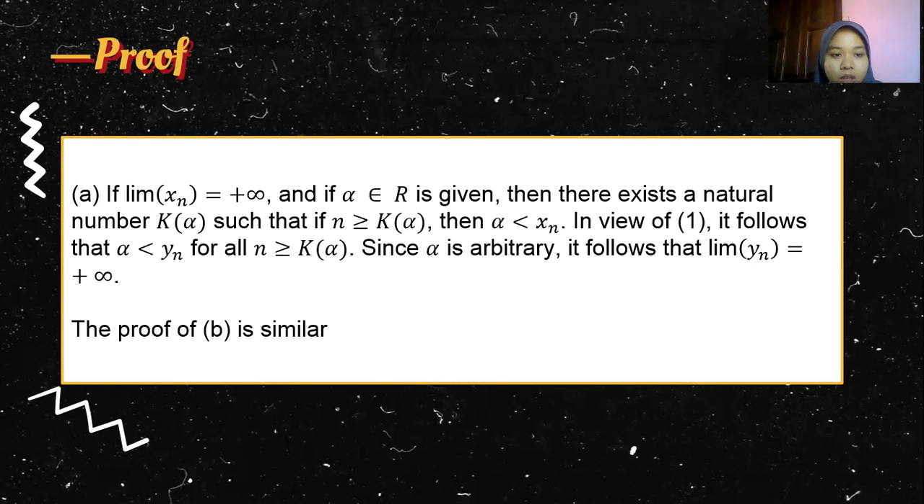So if lim x_n = −∞, and if α ∈ ℝ is given, then there exists a natural number K(α) such that if n ≥ K(α), then α > x_n. In view of (1), it follows that α > y_n for all n ≥ K(α). Since α is arbitrary, it follows that lim y_n = −∞.